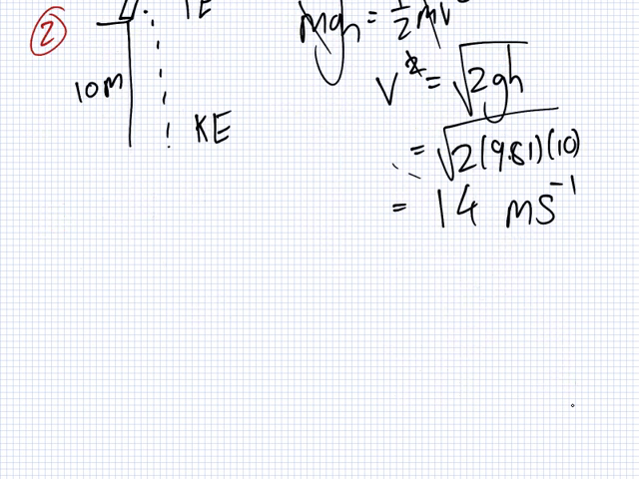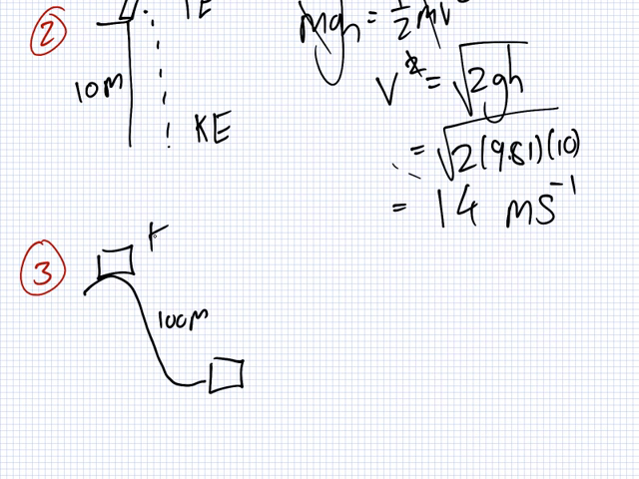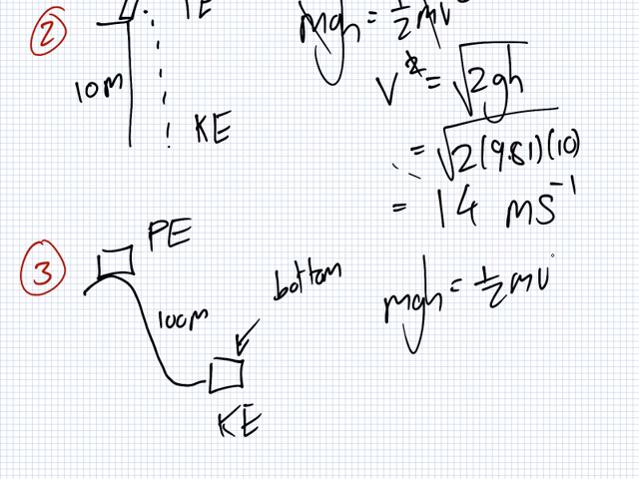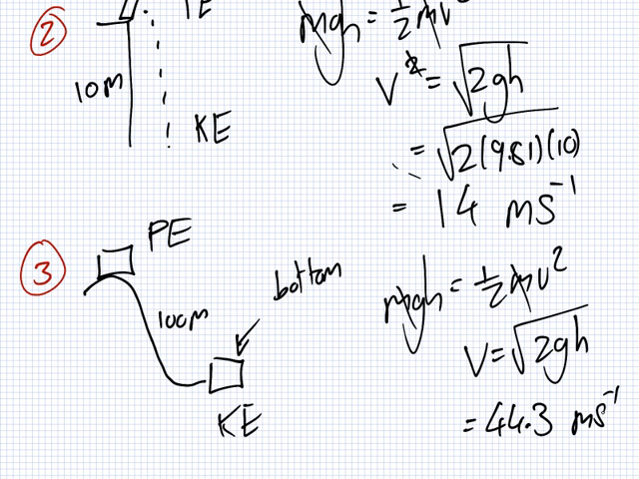A roller coaster is at rest at a height of 100 meters above the ground. What is the fastest the roller coaster could travel, and when would it be traveling that fast? Okay, so this is actually the same as the last question. It has potential energy here, it has kinetic energy here. The fastest will be, of course, at the bottom. And we have mgh equals a half mv squared. So again, v equals root 2gh, but this time it's 100, so it's going to be 44.29 meters per second. That's not too bad.